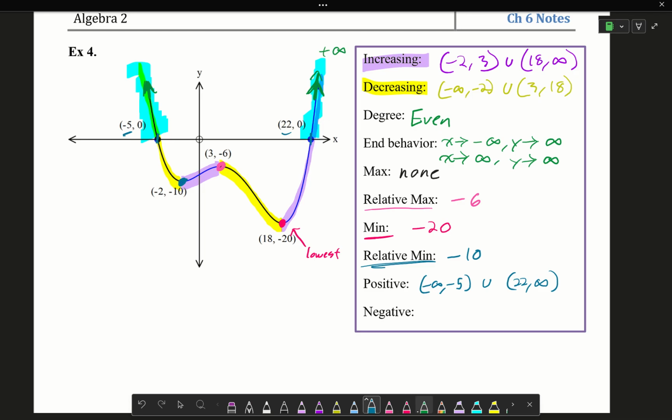Where is the graph negative? Well, the graph appears to be negative between this spot and this spot. Like all this entire section down here, all of this is negative. It's all below the x-axis. All right, and that appears to start at -5, and it goes till 22.